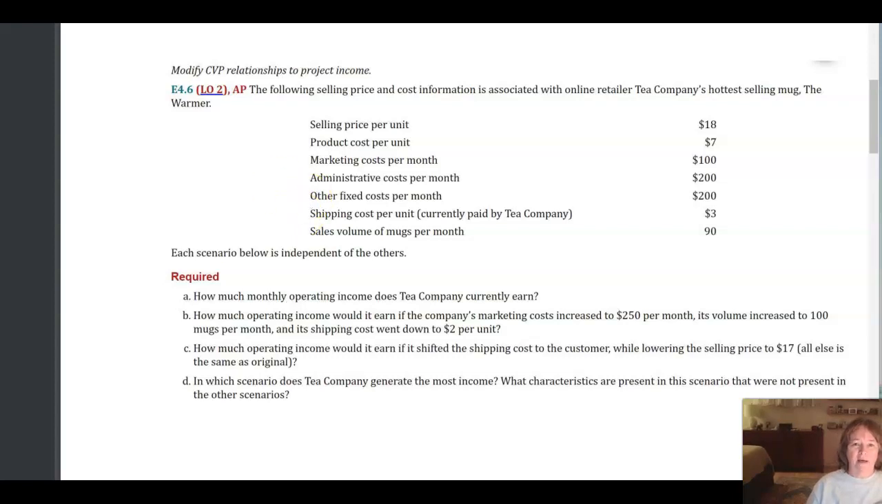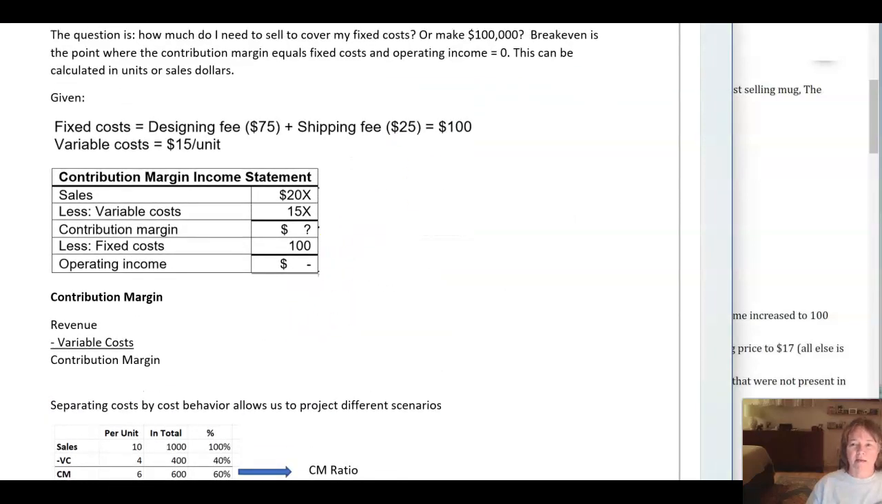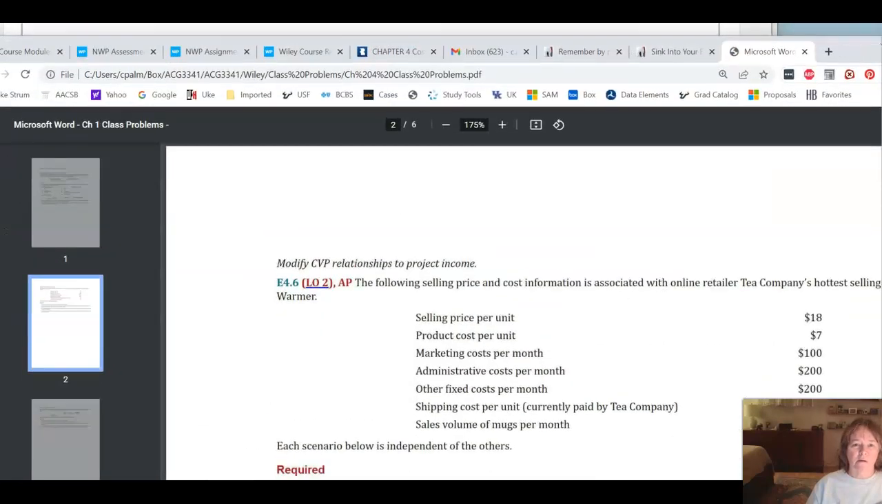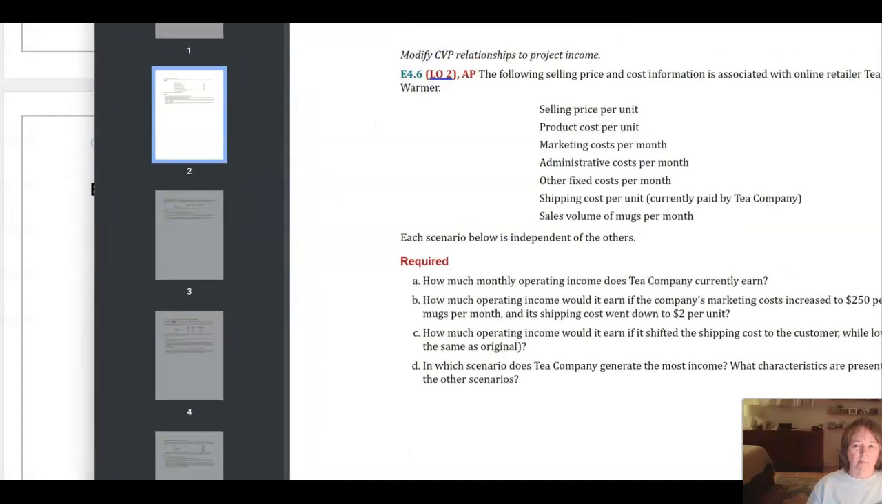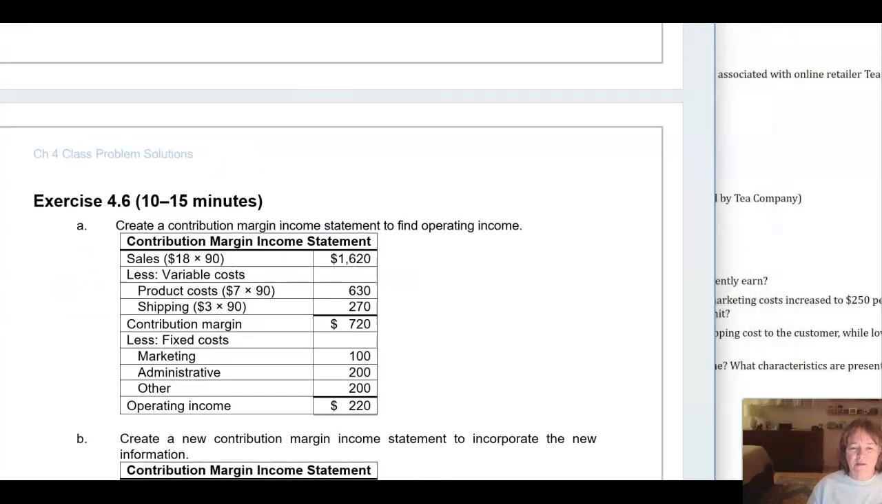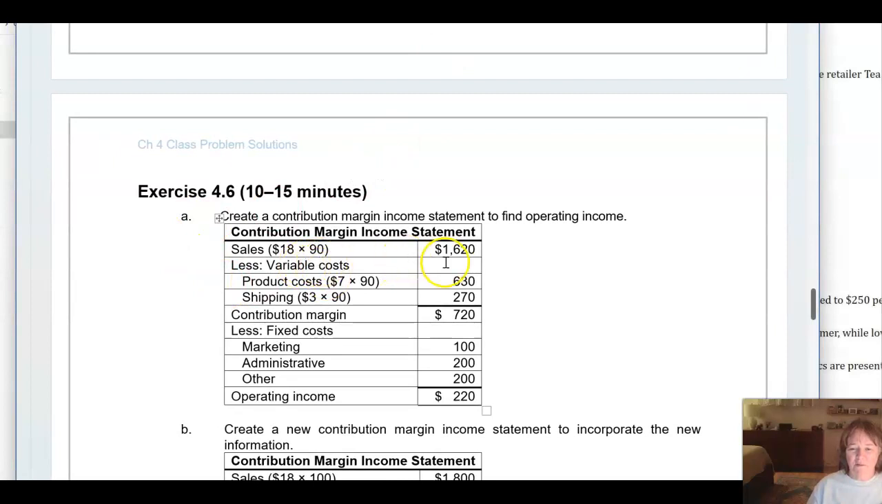So what we got... Hold on a second here. Let's see. There we go. Okay, we've got sales. Sales of $18 times 90 units, $1,620. And then for variable cost, we've got product cost, 7 times the 90 units, and shipping is $3 per unit times 90 units. So my contribution margin is $720.